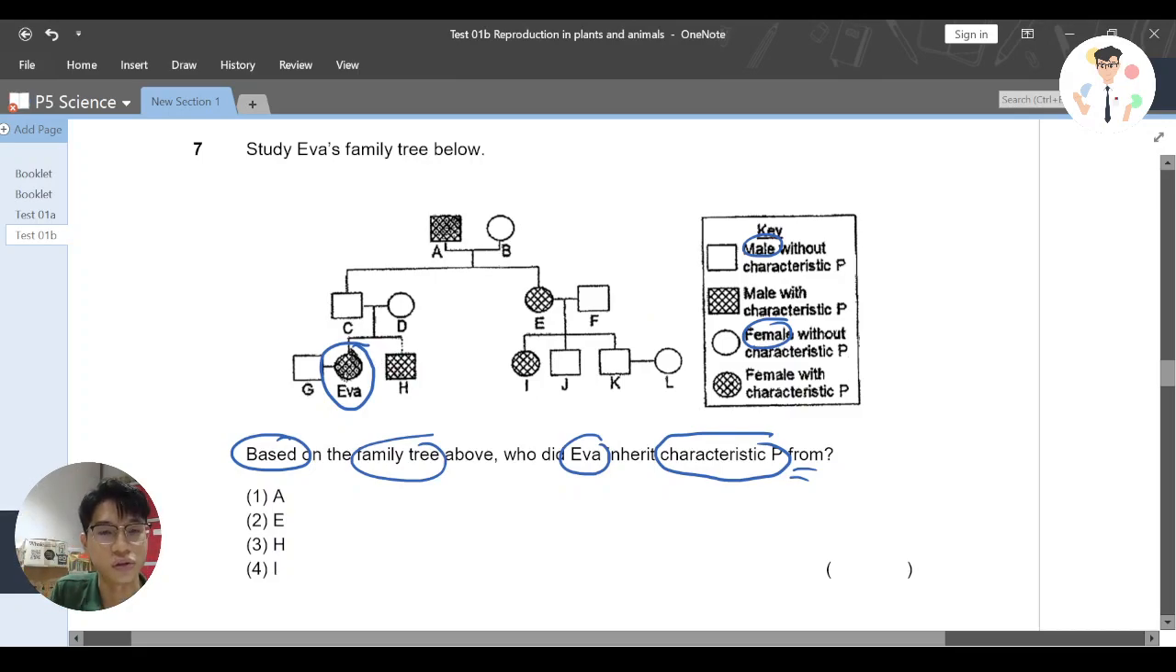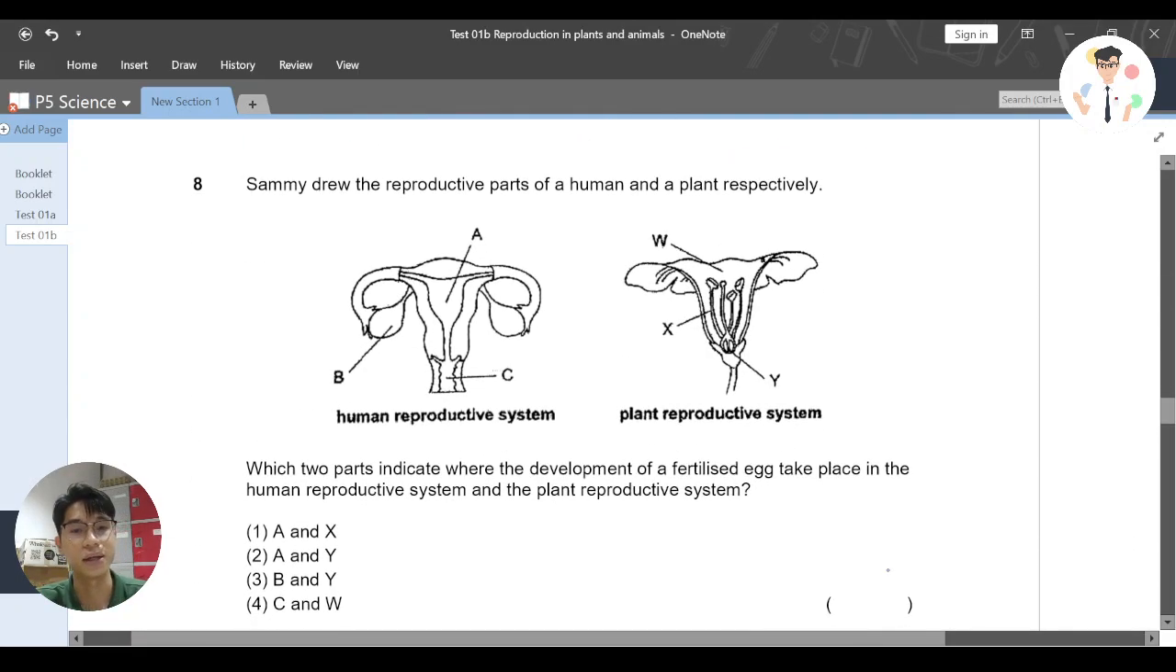So H is not supposed to be, okay? So you can trace up. If you trace up, it can only be C to D. Do C and D have it? No. Then trace up, then we'll go to A. And the answer is option number 1. Okay, and we are done with question 7. Let's move on to question number 8.